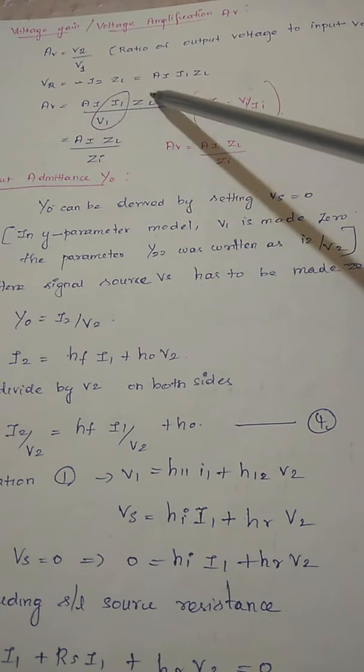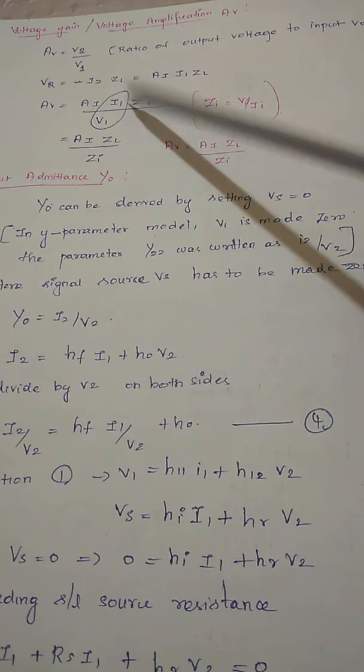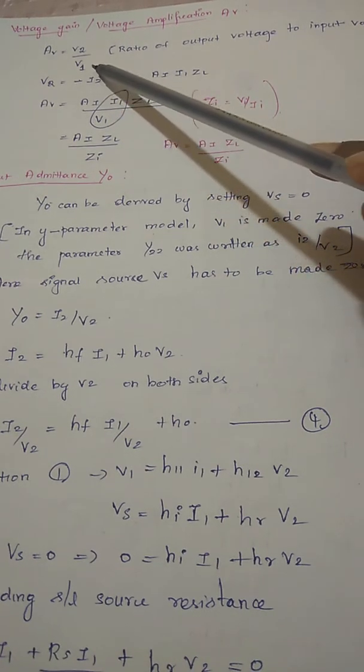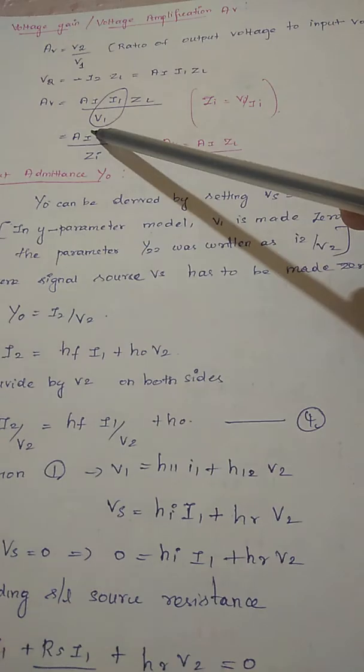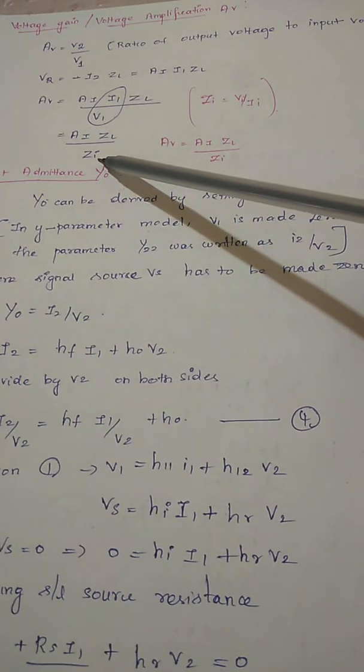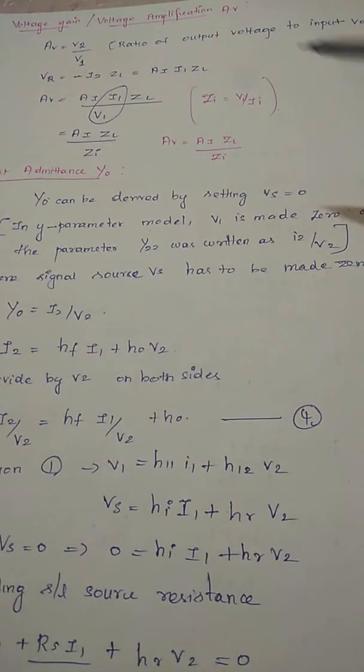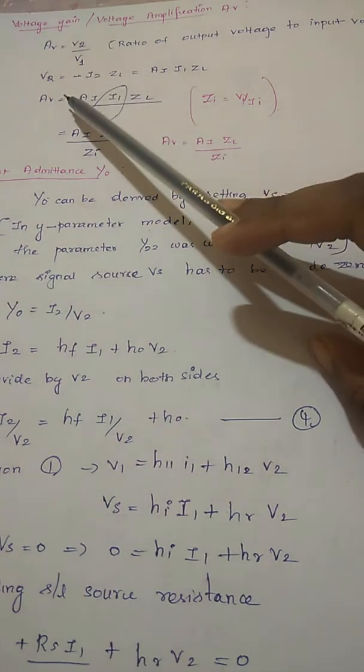So now if I equate this, AI I1 ZL by V1, this V1 by I1, V by I format, we can write as ZI. So in this place I have written ZI. So if I know the current gain, output load impedance and my input impedance, I can find out what my voltage gain is.